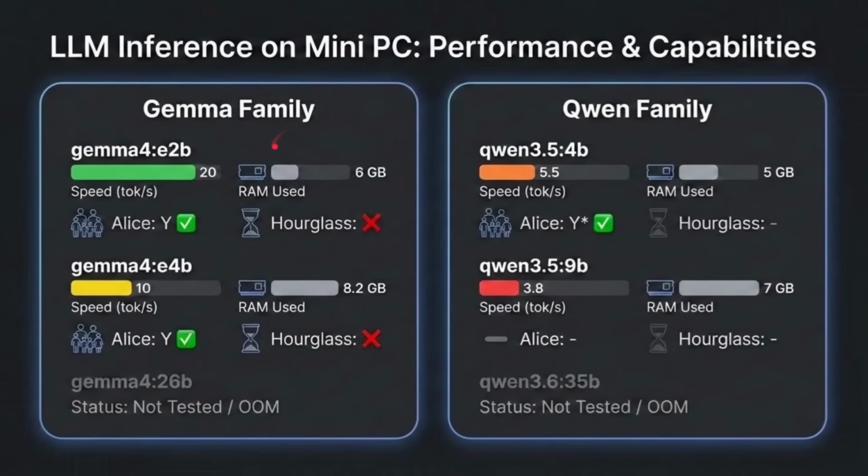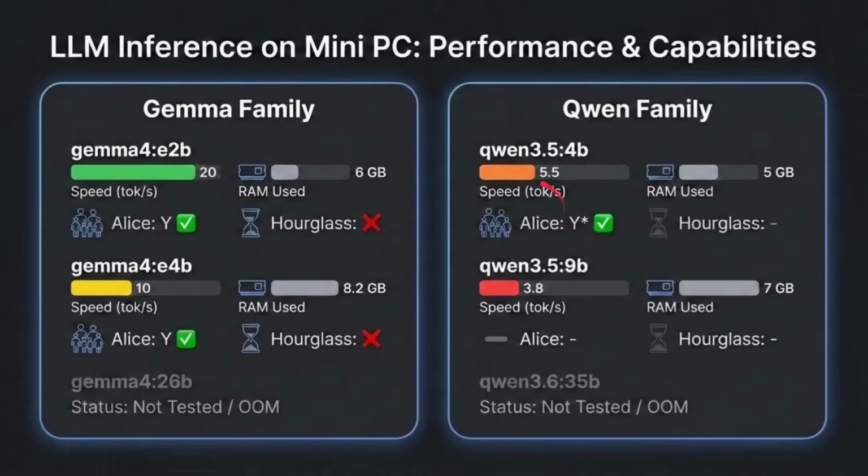So let's start on the mini PC. If we start with the Gemma 4 effective 2 billion, that's the fastest one here, it gets 20 tokens a second on this mini PC. No dedicated graphics card, uses about 6 gigabytes of RAM. Yes, it can answer the Alice question, but it can't answer the hourglass question. I covered all of this in my video about Gemma 4, but just as a recap, the effective 4 billion parameter one, again, it can answer Alice, can't answer the hourglass, 10 tokens a second, 8.2 gigabytes of RAM. Couldn't test the 26 billion one, it's just bigger than the 16 gigabytes of RAM, so don't do that.